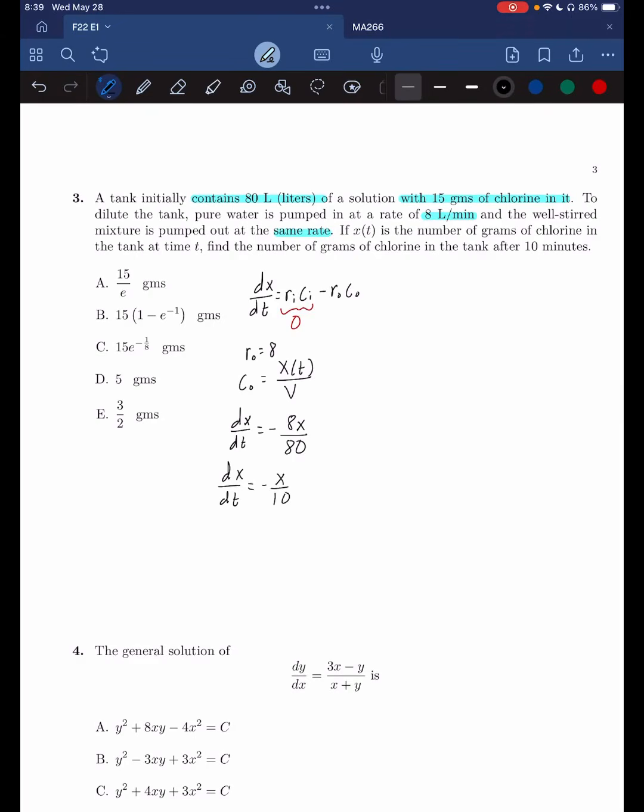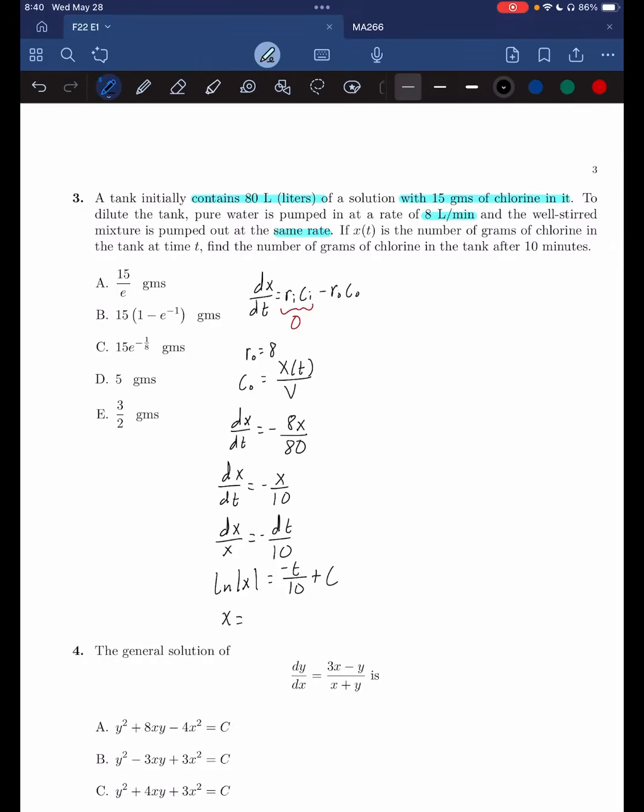So now we just have a nice separable ODE. We can say dx over x is equal to minus dt over 10. What do you get? You're getting ln of x equals minus t over 10 plus c. As I said, raise everything to the e again. So you're getting x is equal to e to the minus t over 10 plus c, right?